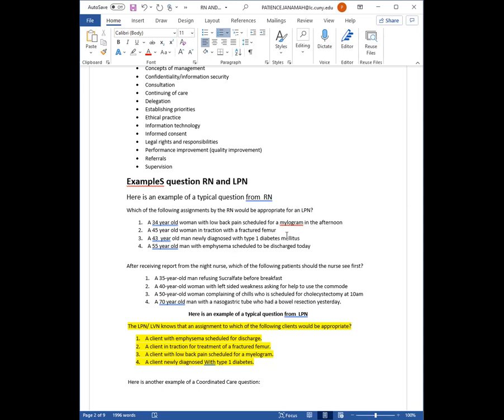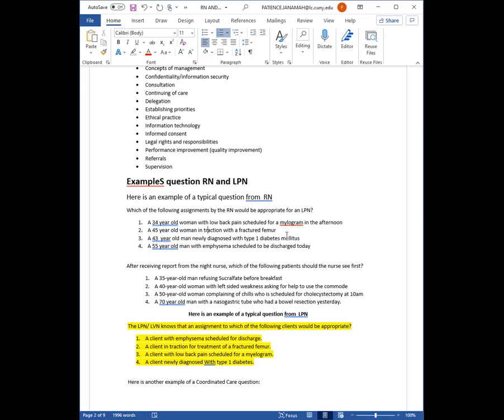But you don't delegate the patient that is going home. You don't delegate the patient that is newly diagnosed. You don't delegate the patient going for a procedure, because these 3 patients, you have to teach them. The one in traction, they didn't say the traction needed anything. If there are new symptoms with the traction, that's where the LPN cannot be delegated to. But there is no new symptom. They just said the patient is in traction because the patient had a fracture.